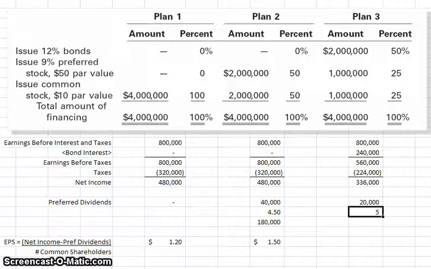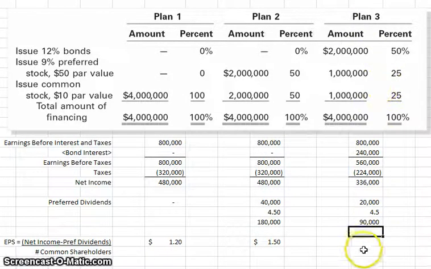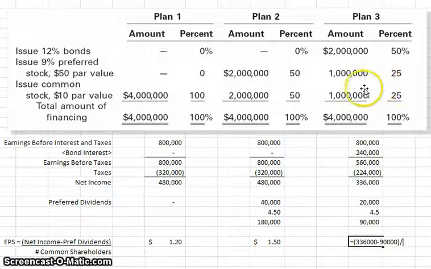Oh, it just wants to round for me here. What we are expected to pay out then is $90,000 in preferred dividends. So our numerator looks like this: $336,000 worth of net income minus $90,000 in preferred dividends, divided by the number of common shareholders. Okay, well that's changed too. We've got $1 million in common stock at $10 a piece. That means we have 100,000 common shareholders.